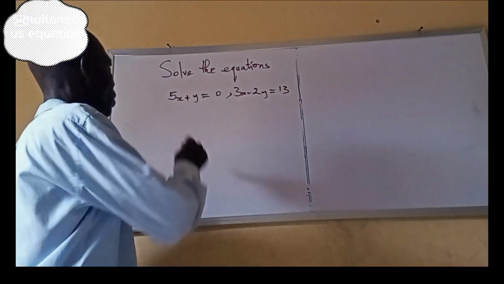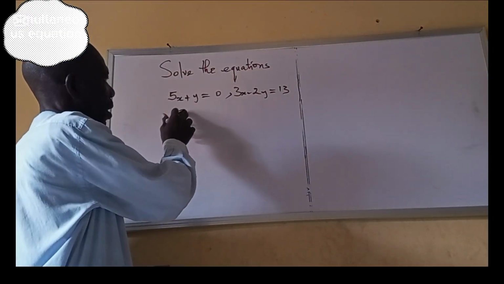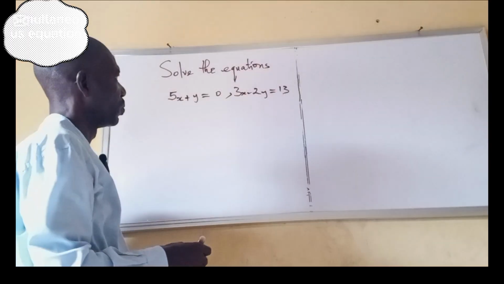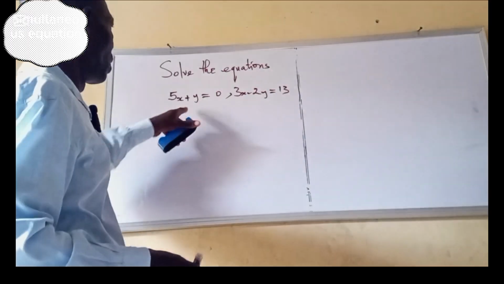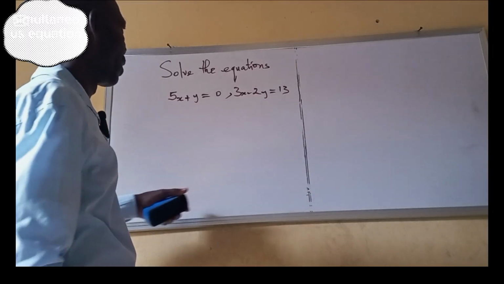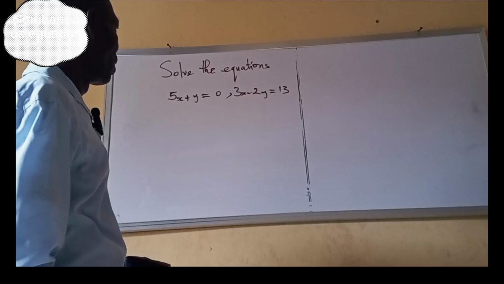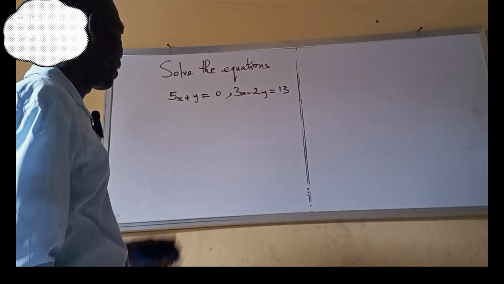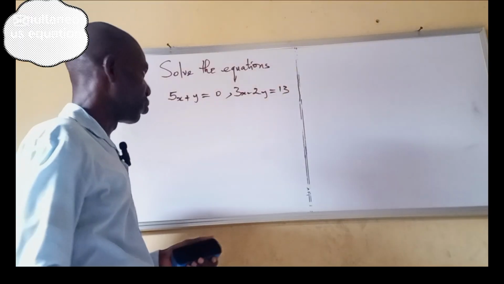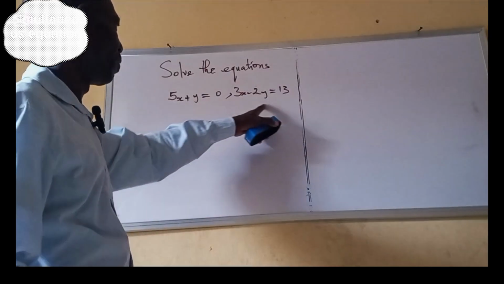If you are given an equation like this to solve, you should know that when you have two equations like this to solve, definitely this is a simultaneous equation. And how do you identify the algebra method to use in solving this kind of equation? It is by looking at the equations very carefully.